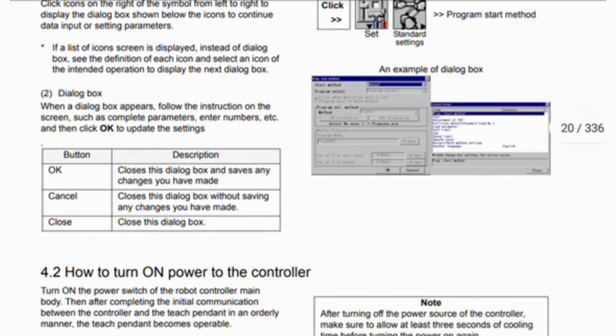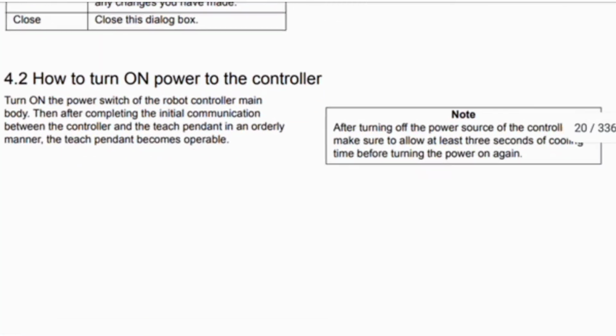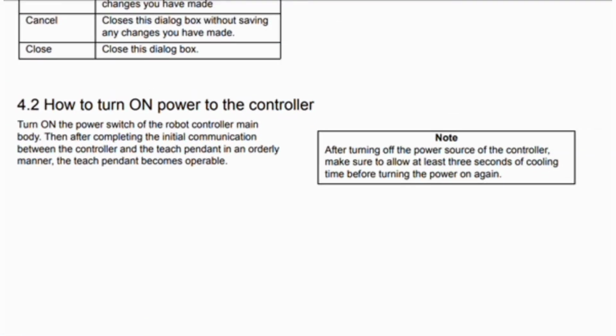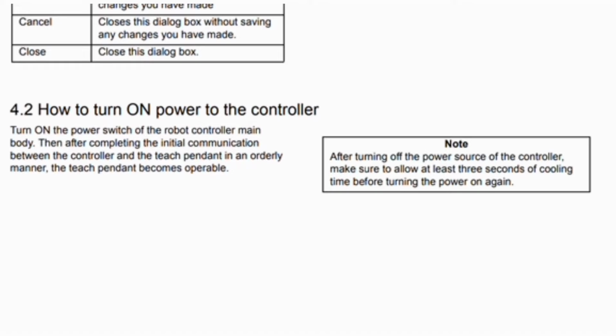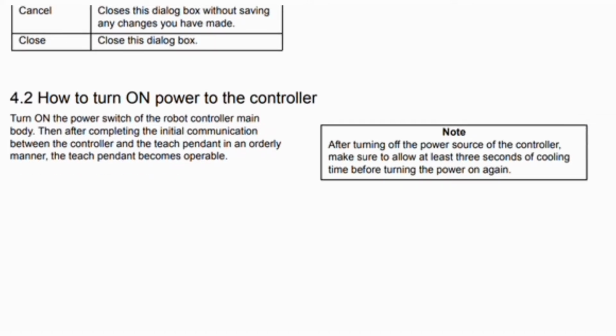We see next how to turn on power to the controller. Turn on the power switch of the robot controller main body. Then, after completing the initial communication between the controller and the teach pendant in an orderly manner, the teach pendant becomes operable. Note: after turning off the power source of the controller, make sure to allow at least 3 seconds of cooling time before turning the power on again.